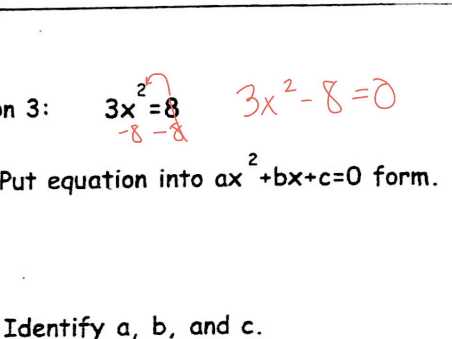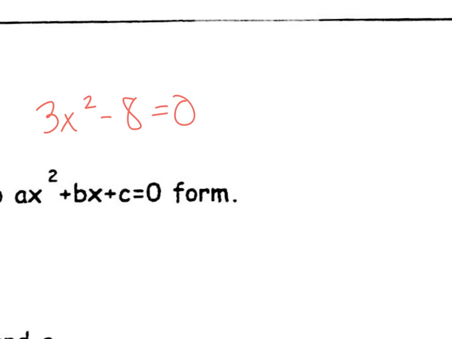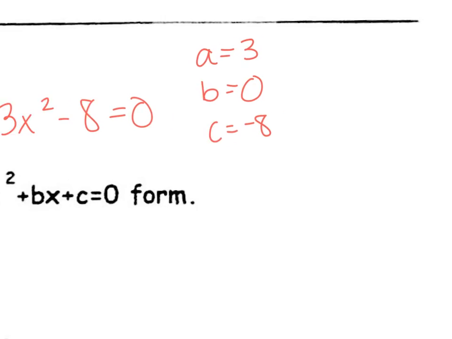Now you're going to find that you're missing something. Okay, just like we did in the factoring, sometimes you're going to be missing something. And it turns out here A is 3 and B, since it's missing, is actually 0. The C is negative 8. Now we can still do this even though the B is 0.